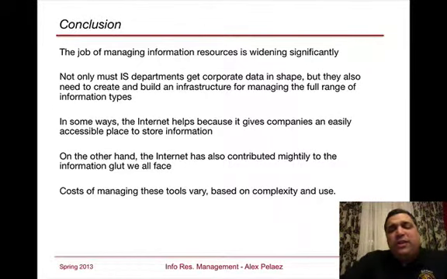And the cost of managing these tools also varies. WordPress is very cheap to do. Joomla is another type of open source, but they can range into the $100,000 or $200,000 or even more to actually manage and do properly. So IS departments really need to understand the costs and complexity of doing this.